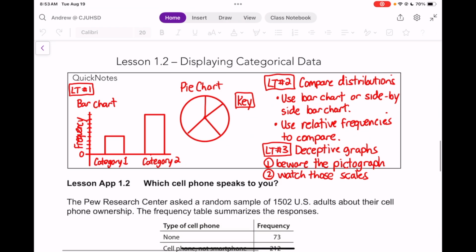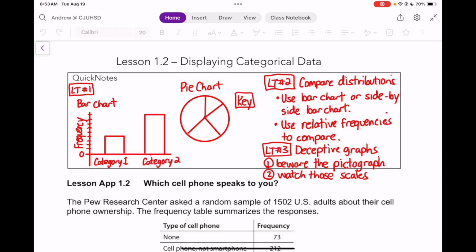So here are our notes. Bar charts have categories. There's spaces between the bars. Pie chart. And really, we want to use software to create the pie chart.